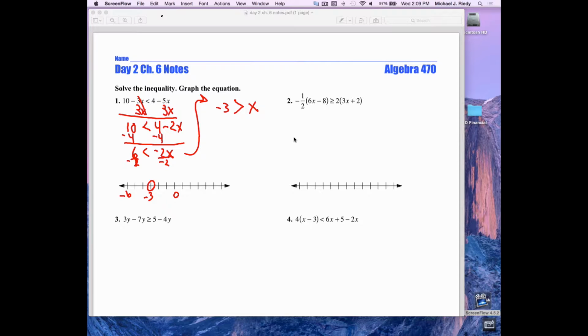Now we have to decide which way it's going to point. Emily, what number do you want to use? 2. Is negative 3 greater than 2? No. So you picked a number over on this side, but it gave you a false statement. So therefore, which way should I shade? That way, right? Correct.